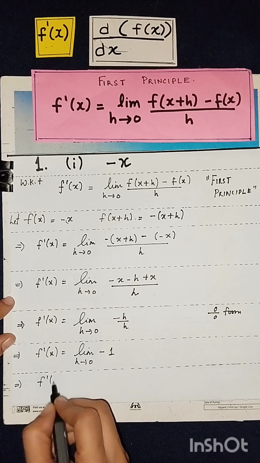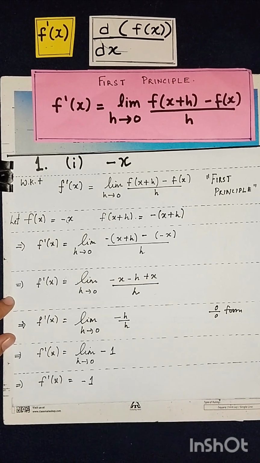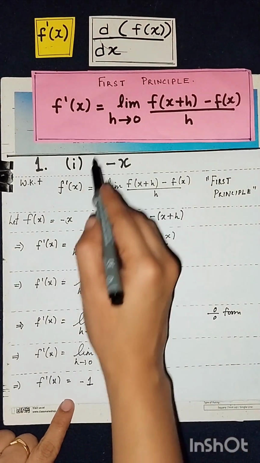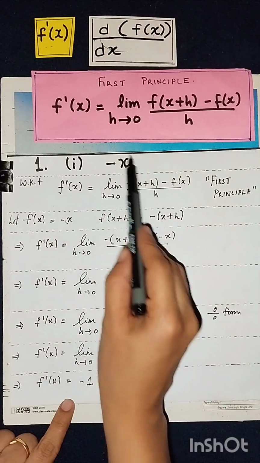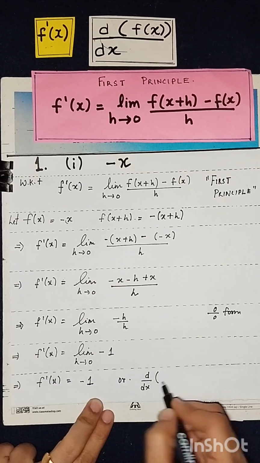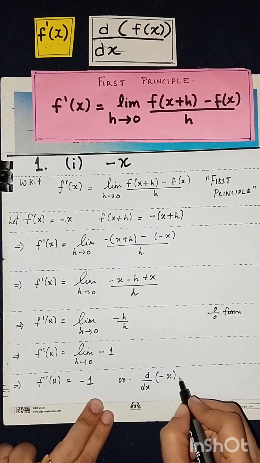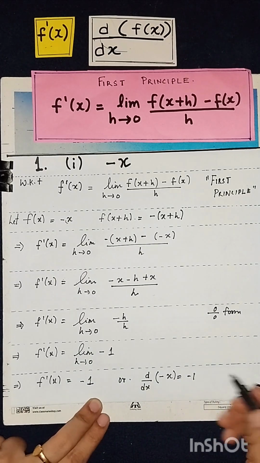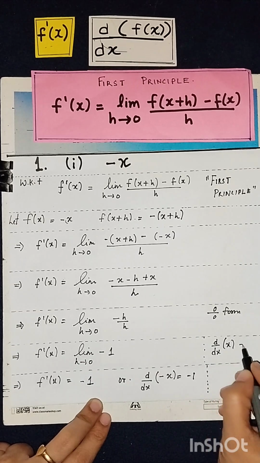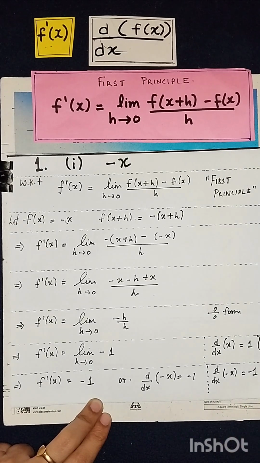Now f dash of x is equal to the limit of a constant, which is minus 1. So this is the derivative of this function. So this is the function and this is the derivative. We can also write in this form: d by dx of, what is the function we have defined? Minus x. d by dx of minus x is minus 1. Just remember this once. d by dx of x is 1. d by dx of minus x is minus 1. So remember this piece of information.